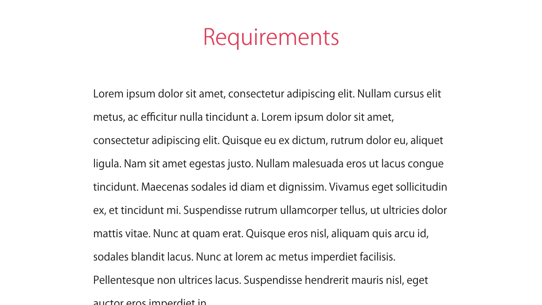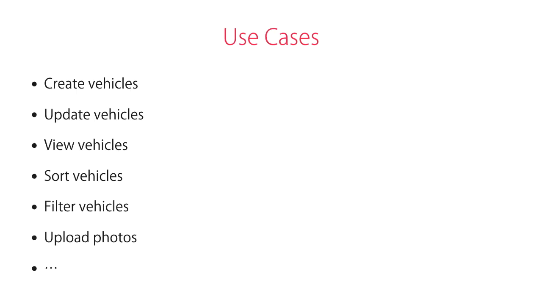Every software application starts with the requirements document. Now this requirements document can be one page, it can be 500 pages, or it can be just a verbal discussion between a few people. Irrespective of how big it is, your first task is to extract the use cases in this application. Use cases are the actions that the user can perform. Here are some examples. The user should be able to create vehicles, update vehicles, view vehicles, sort them, filter them, upload photos, and so on. Just write this down on a piece of paper. Keep it very simple.